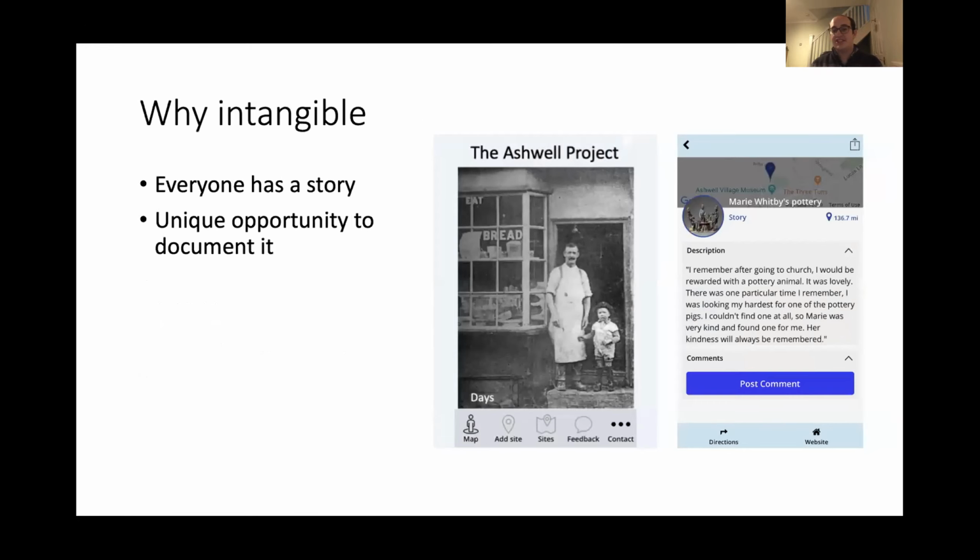So why was intangible heritage collated through this research? Well, I believe that everyone has a story. Everyone has a story: where they grew up, what are the things they used to do. And I believe that these narratives are really important to the archaeological record. They get to see what is significant to people and why it is. And for me, it was a unique opportunity to actually document it, so I could gather all of these interesting stories together alongside the heritage documentation itself.